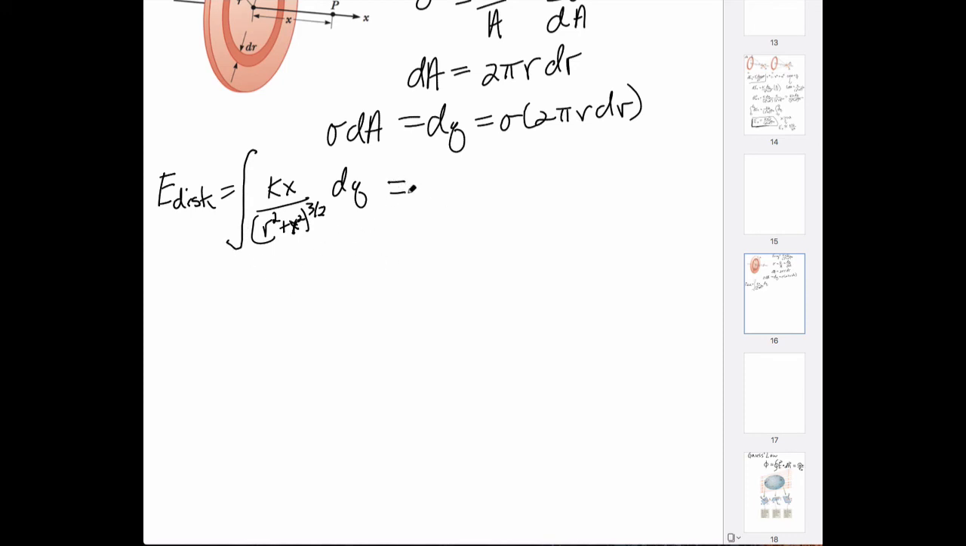So the E field from the entire disk at this point P, which is a distance x away from the disk, is going to be, let's see, what can I factor out? Here's our integral. I'll put it in there first so I can't mess it up. So k times x over r squared plus x squared to the 3/2, and then we're going to have all these constants: sigma, 2 pi, there's an r which is not going to be a constant, and there's our dr, which we've taken the dq and replaced with this crazy thing.